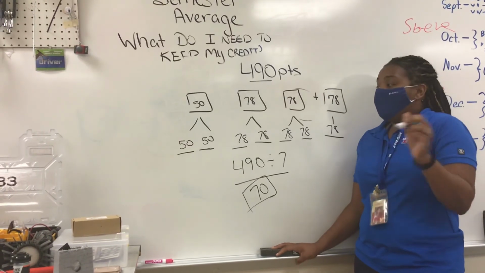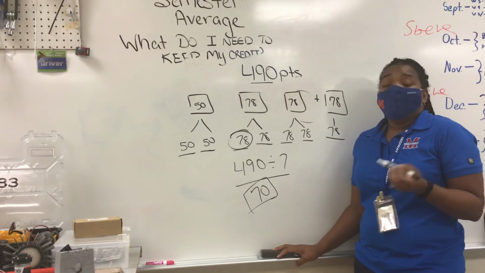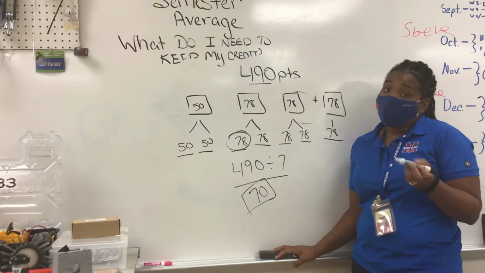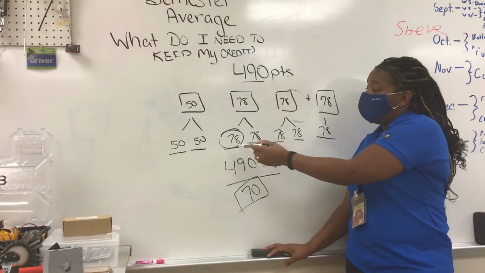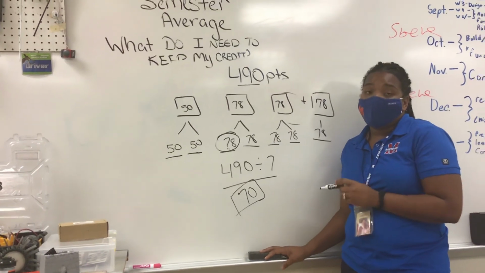Now, what if you say, there's no way I can make a 78 in that class? Well, then you're in jeopardy of losing credit. And you need to come talk to your counselor or your teacher or somebody because you might be looking at summer school. So definitely go ahead and do this math and figure out what grades you need to make so we can make plans for your future.